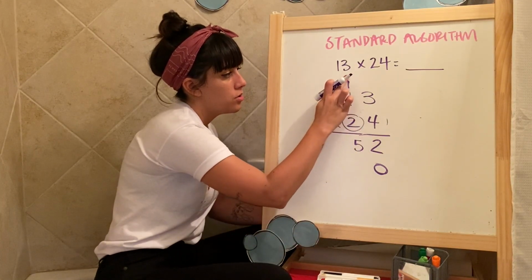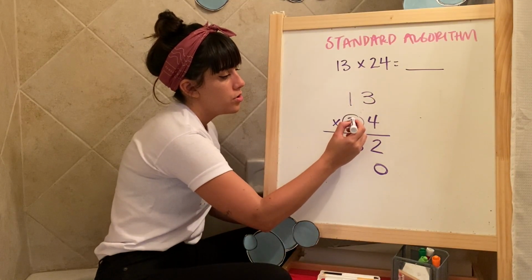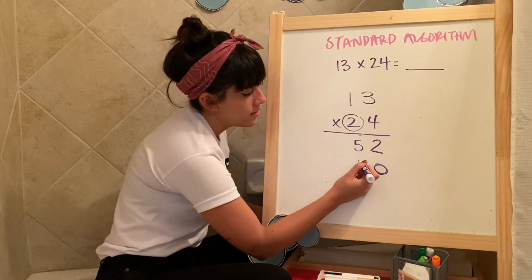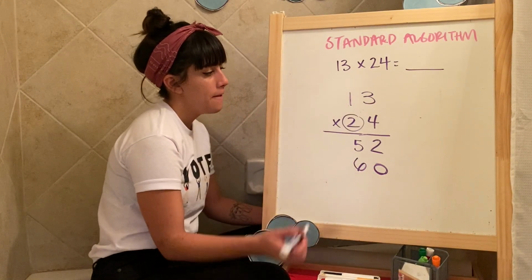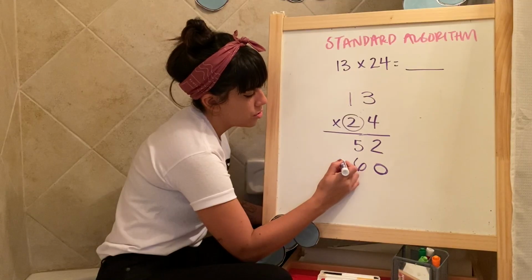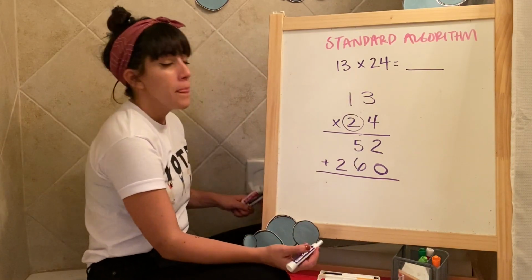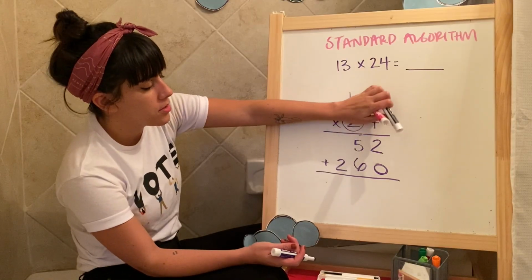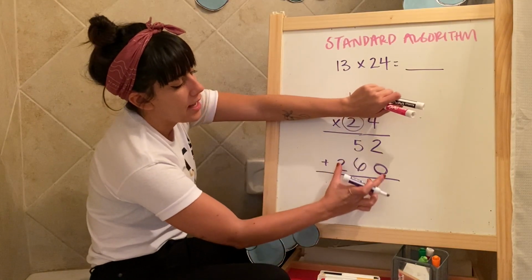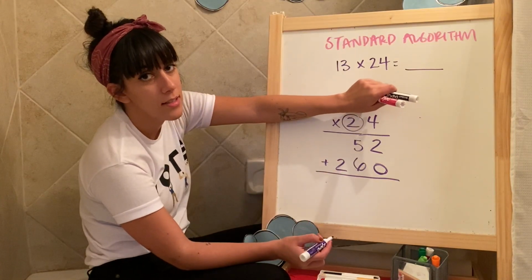So now I'm going to erase or take away all the other things that I've done. So 2 times 3 is 6. Okay, 2 times 1 is 2. Then I'm going to add these up. You no longer need to look at these numbers up here that you're multiplying. You just need to add these two numbers that you've now created, 52 plus 260.